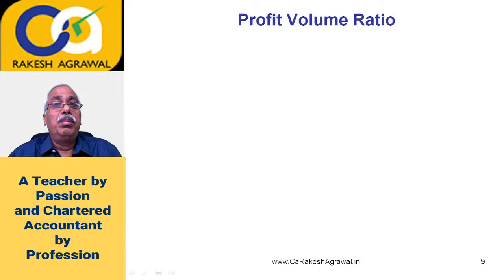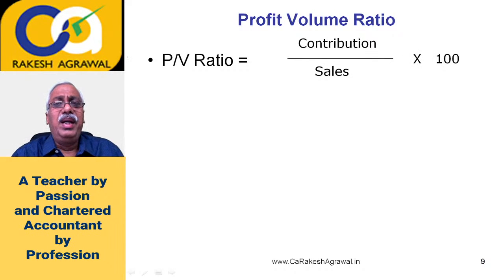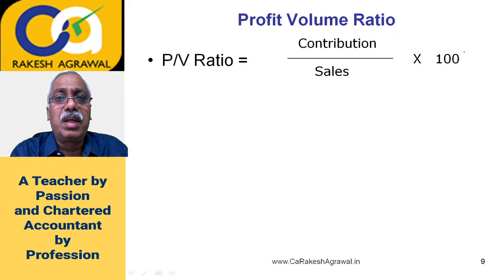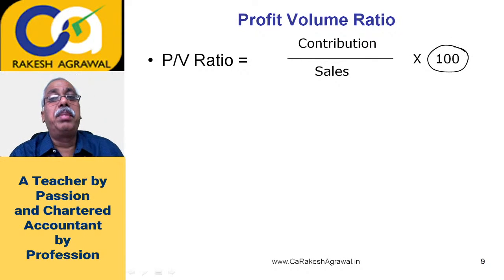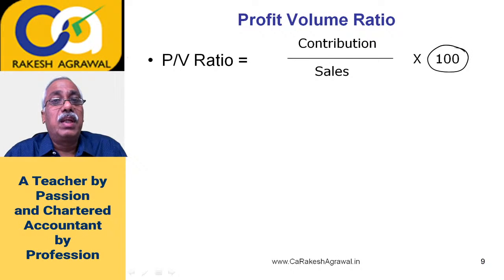Now profit volume ratio, an important ratio, popularly known as PV ratio, right? Profit volume ratio, that is PV ratio, is equal to contribution divided by sales into 100. Into 100 is just for converting this ratio into a percentage. Even if you don't multiply by 100, it is one and the same. So that will just convert it into percentage. So basically it is the contribution to sales ratio, known as profit volume ratio.